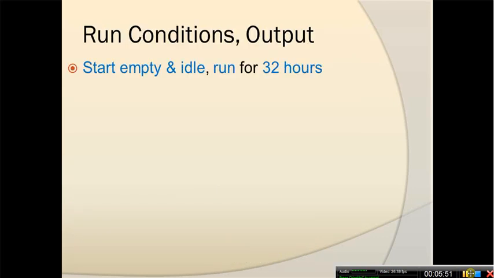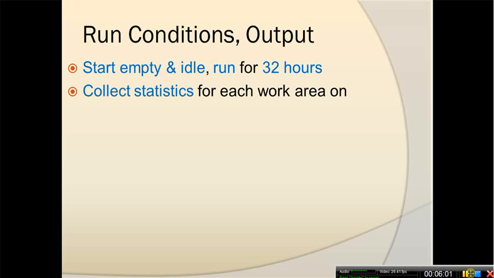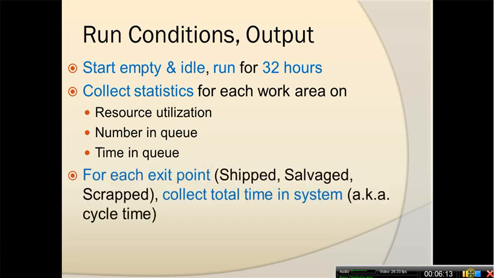So we have run conditions, and we have some outputs, and we start empty and idle. We're going to run this for 32 hours. During our run, we will collect the statistics for each work area on such important output measures as resource utilization, number in queue, time in queue, and also for each exit point, such as shipped, salvaged, and scrapped, we will collect total time in the system, also known as cycle time.